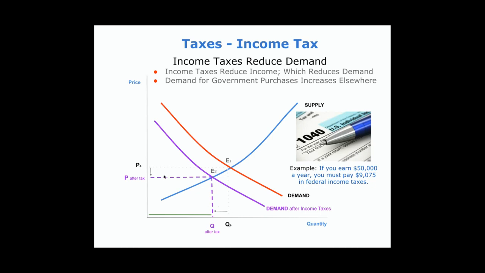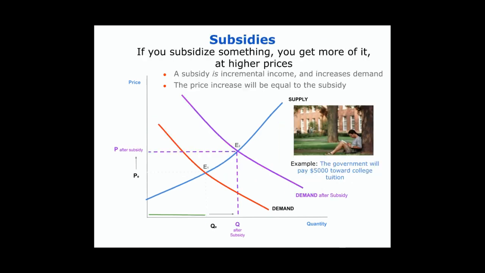Now, presumably, like I mentioned in the previous example, there's an increase in government purchases elsewhere with the revenue that comes from income taxes, but with regards to the private sector part of this, the income taxes reduce demand in the private sector. When we have reduced demand, we have lower quantities and lower prices.